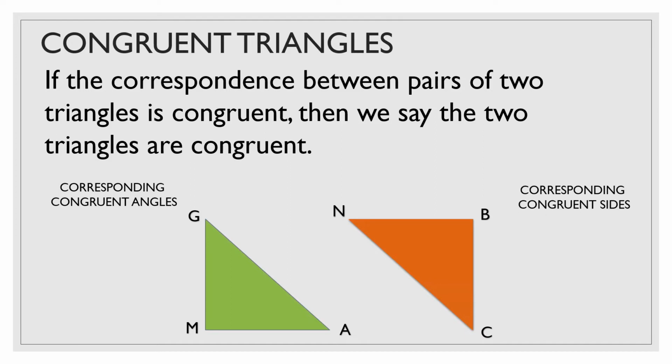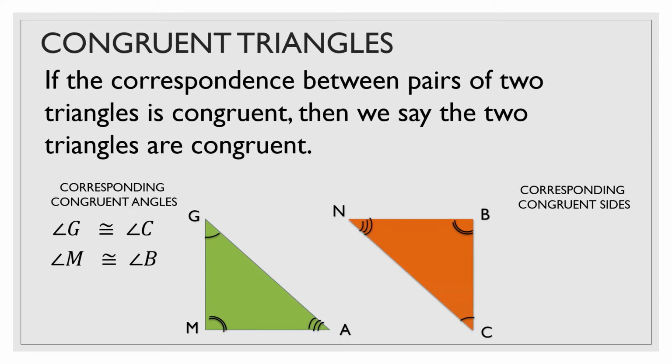Parts with the same arcs and tick marks are the parts which are congruent. So let's say we have angle G and angle C. These two angles are congruent. Then, angle M is congruent to angle B. And angle A is congruent to angle N.